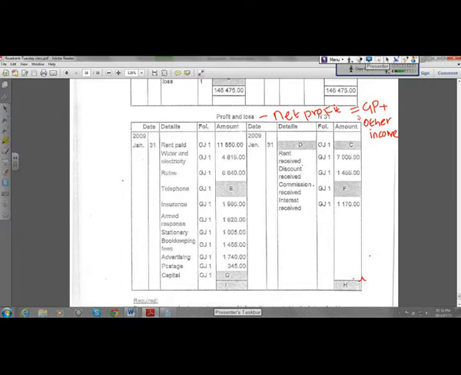So we must add other income, and then we must subtract expenses. So your gross profit plus other income minus expenses will be equal to the net profit. Remember, it's gross profit plus other income minus expenses.